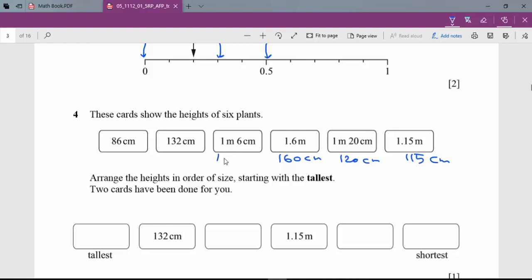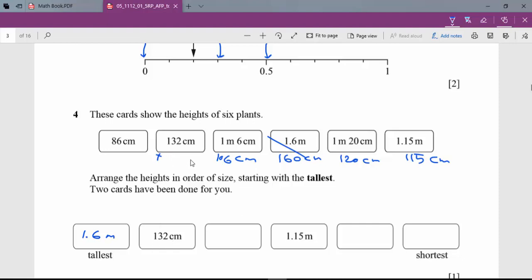This one is 1 meter and 6 centimeters, so it's 106. This one is 132 centimeters, and this one is 86 centimeters. Now it's easier to arrange like this. The tallest is 160. It's 1.6 meters.